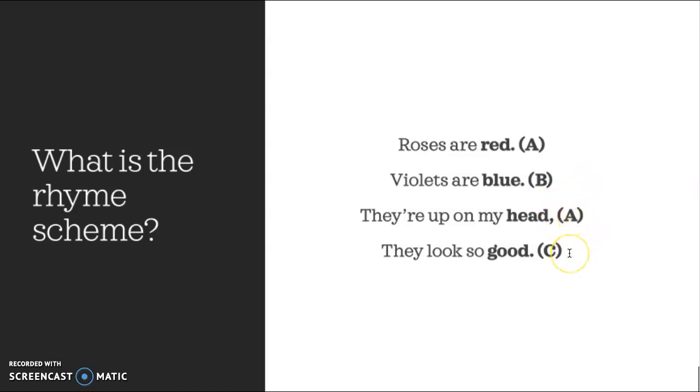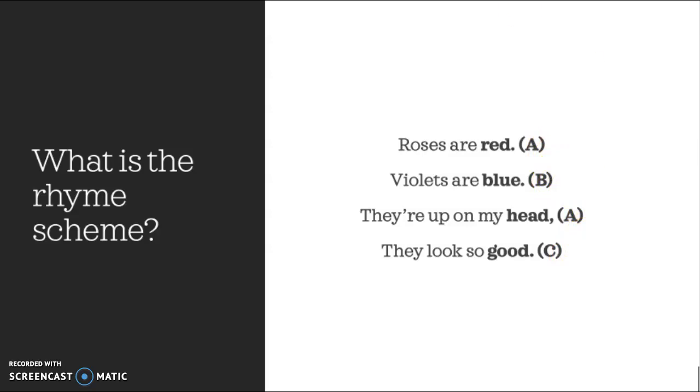Look at line 4. "They look so good." Does good rhyme with red, blue, or head? No, it does not. So since it does not rhyme with any of those other lines, the letter is C. So if I asked you, what is the rhyme scheme of this poem? The rhyme scheme is A, B, A, C.